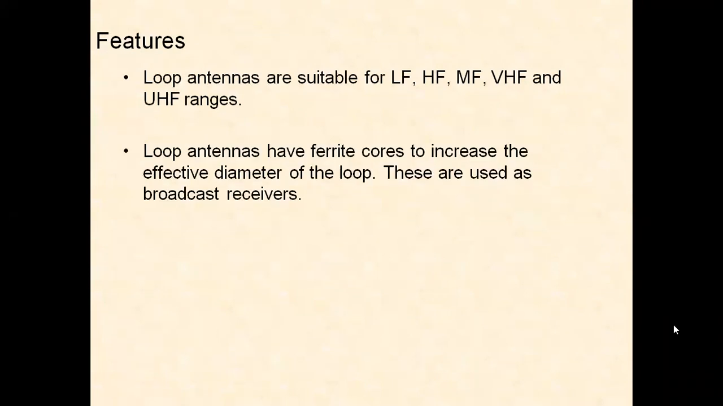Loop antennas have ferrite cores to increase the effective diameter of the loop. So they are surrounded by ferrite cores so that the effective diameter of the loop is increased. They are used as broadcast receivers. For the purpose of broadcast receivers, loop antennas have ferrite cores so that the effective diameter of the loop is increased.